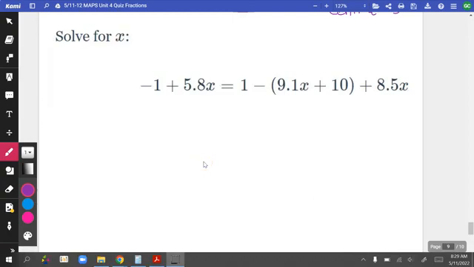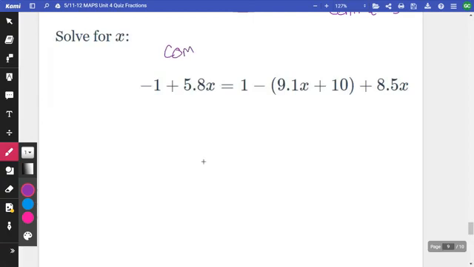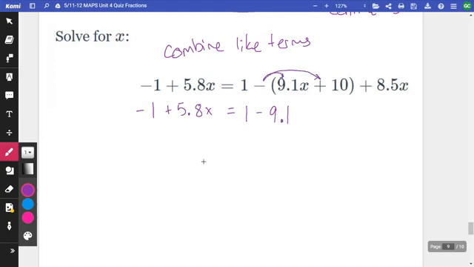Now we need to solve for x. Wow, there's so much here. So we need to combine like terms. So first, we have -1 plus 5.8x. Nothing changes on the left side. On the right side, we have 1 minus, and let's distribute this negative to everything inside the parentheses. So we have -9.1x minus 10 plus 8.5x. Now we can combine like terms because we have a term with x and a term with x.